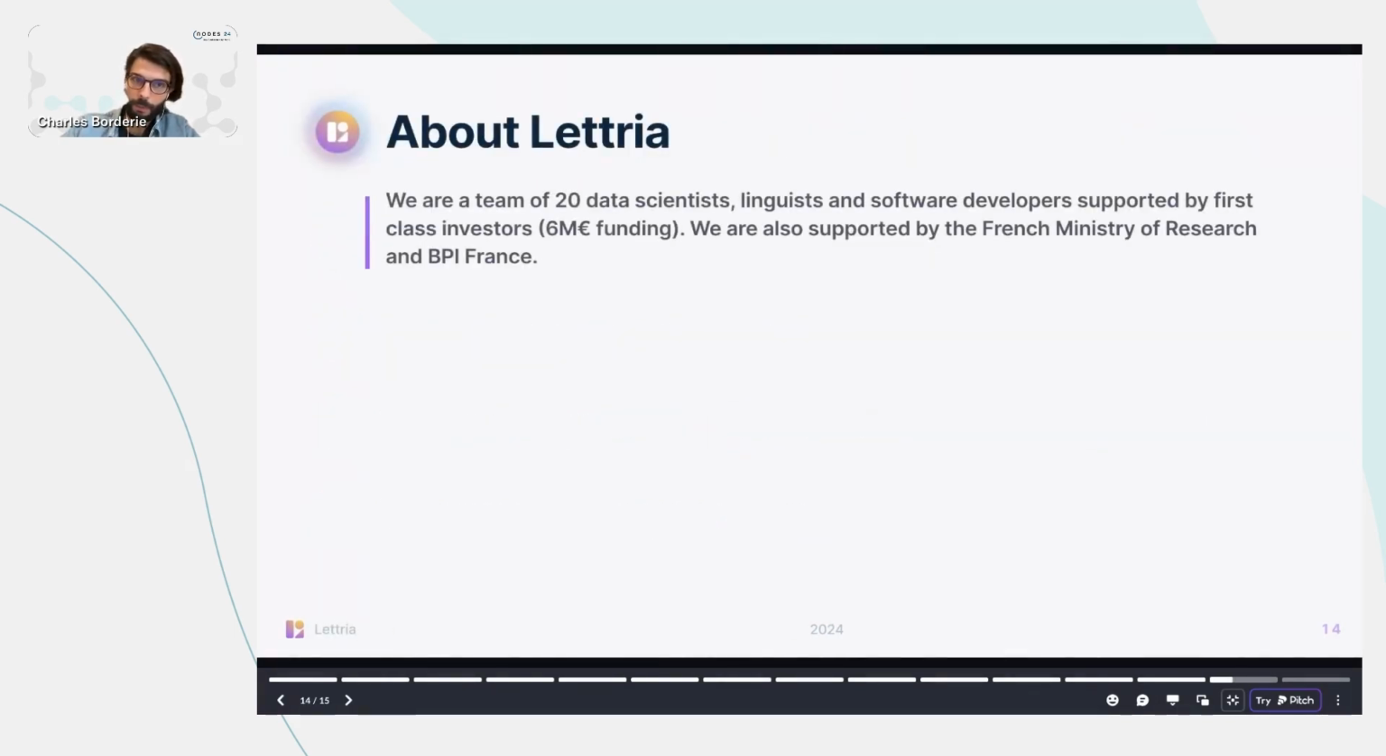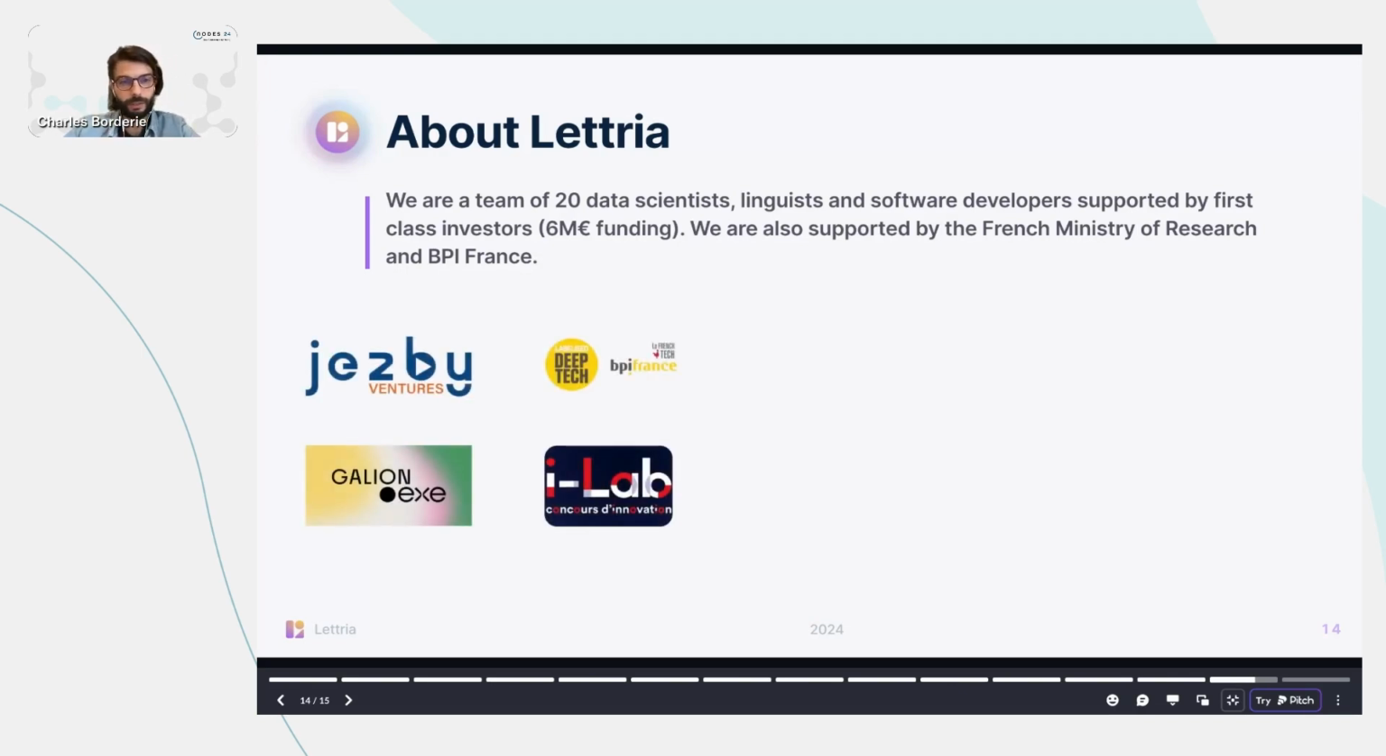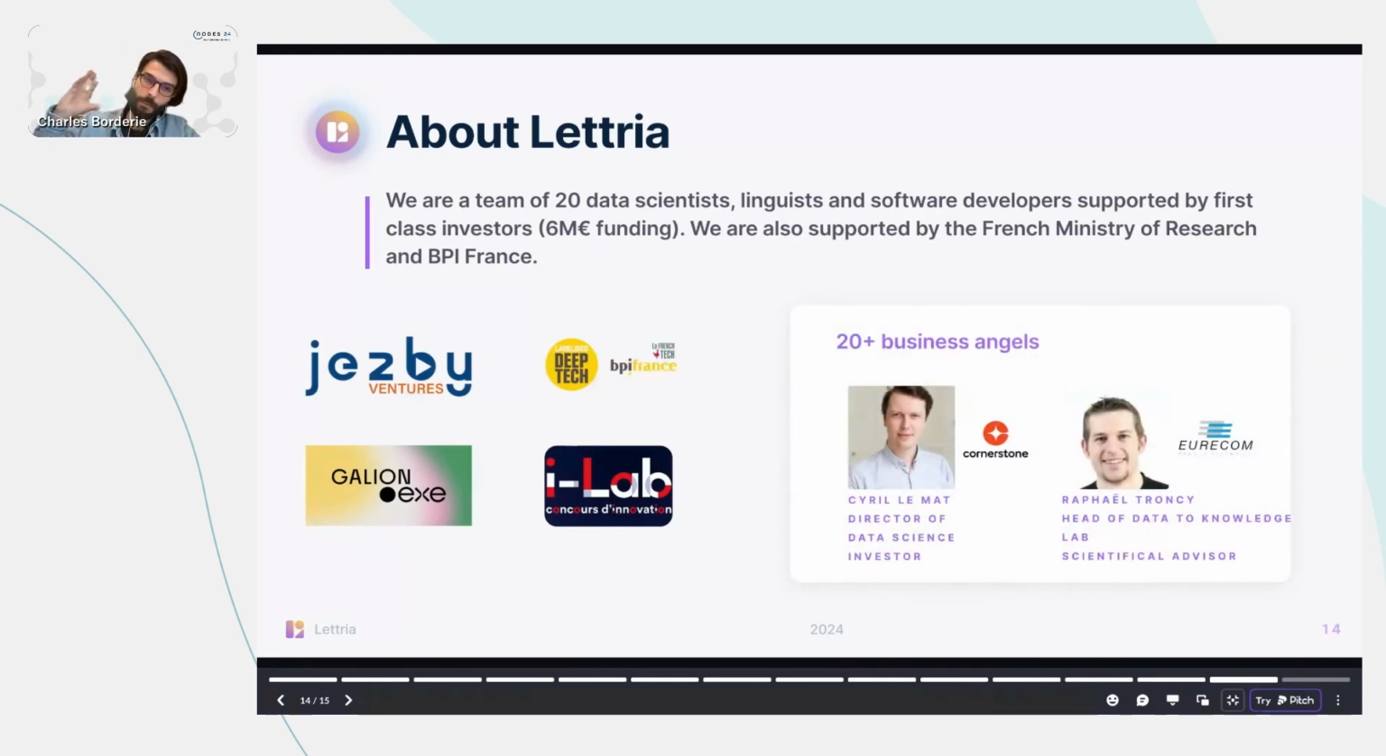I'm going to end with a short description of the company Letria that we have co-founded. We are a team of 20 people here in Paris. We have had a bit more than 6 million in funding, supported by tier 1 VC funds here in France and Europe. And we work purely on graphs and how we can help get the best of these Gen AI use cases and recreate what we've lost, which is the trust and the explainability with the machine.